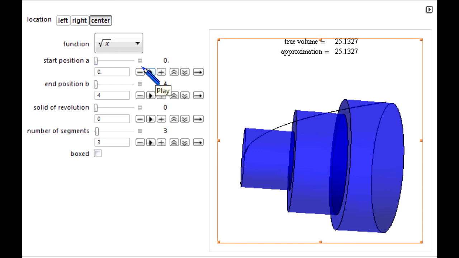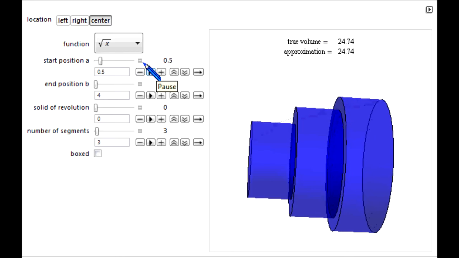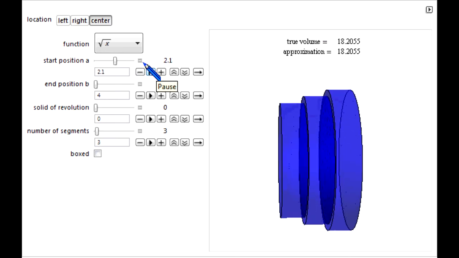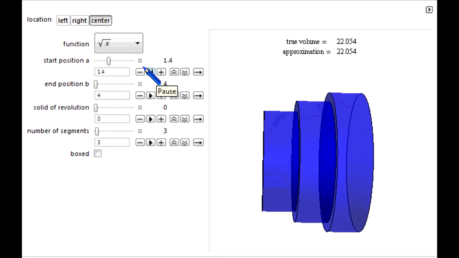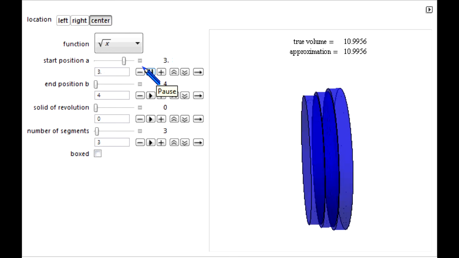Let's look at what happens if we use the starting position a, which is 0, and push it closer to 4, which means that x is getting bigger and bigger. When x is moving closer to 4, the true volume is getting smaller and smaller.